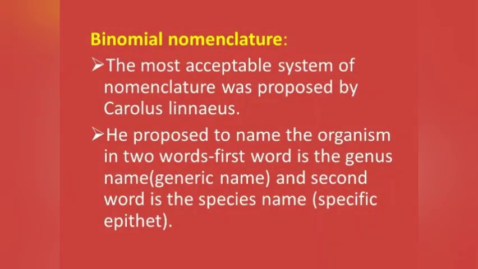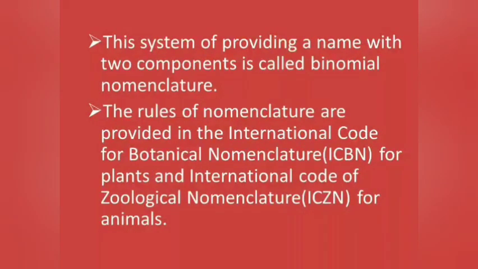Binomial nomenclature. The most acceptable system of nomenclature was proposed by Carolus Linnaeus. He proposed to name the organism in two words. First word is the genus name or generic name, and second word is the species name or specific epithet. This is known as binomial nomenclature, giving two names for an organism. This system of providing a name with two components is called binomial nomenclature.